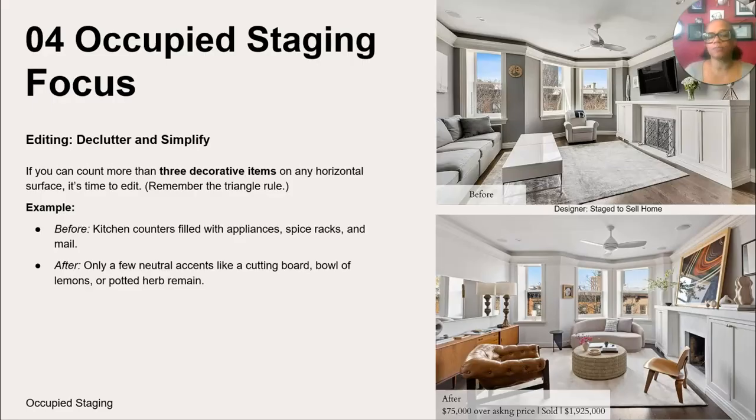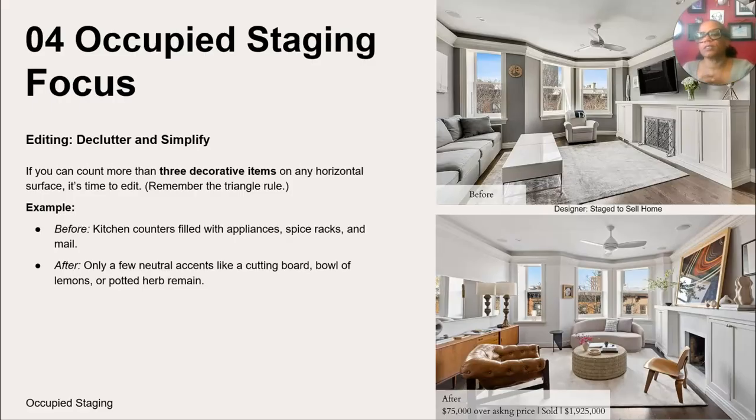Editing means basically decluttering and simplifying. So if you can count more than 3 decorative items on any horizontal surface, it's time to edit. So remember the triangle rule. Again, you're trying to make spaces look bigger. If you're filling them up, then they don't look bigger, right? So you're trying to edit and pull things out. Remember that negative space. You want to have negative space around your objects.